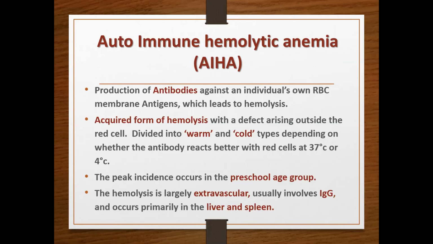It is divided into warm and cold types, depending on the temperature required for the reaction of antibody with RBC. For example, in the warm type, the reaction occurs better at 37 degrees Celsius, while in the cold type, the reaction between RBC and antibody occurs at 4 degrees Celsius. The peak incidence occurs in the preschool age group. Hemolysis is largely extravascular, involving IgG antibodies, and occurs primarily in the liver and spleen.